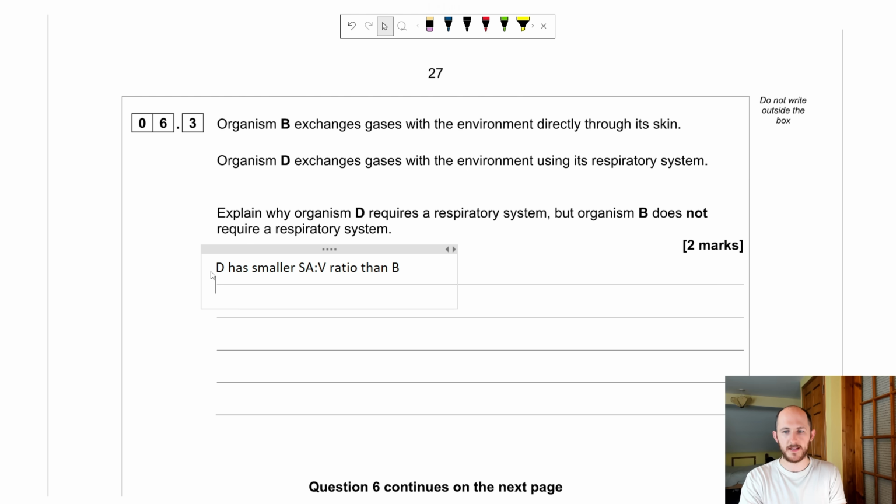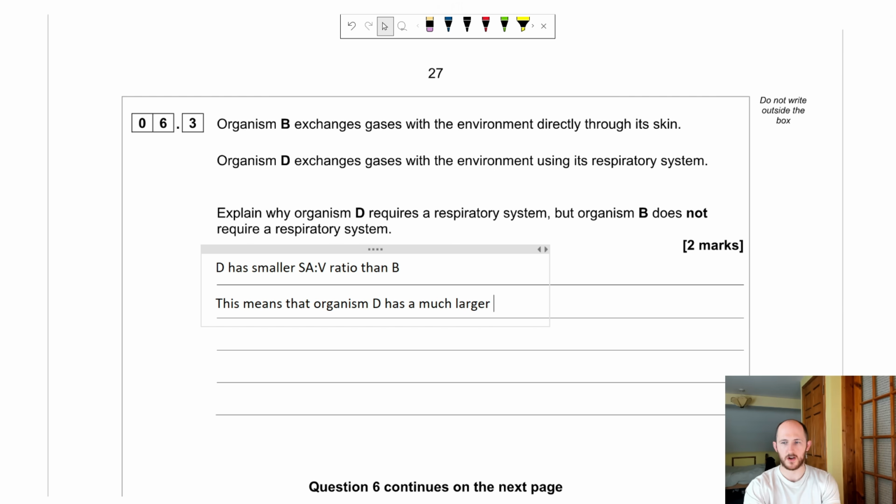Ratio than B. Now, the real reason that insects can breathe through their skin, so can certain types of frog as well, I believe, and big organisms can't, is because the diffusion distance is too long for sufficient diffusion to take place. So, this means that organism D has a much larger diffusion distance than B.